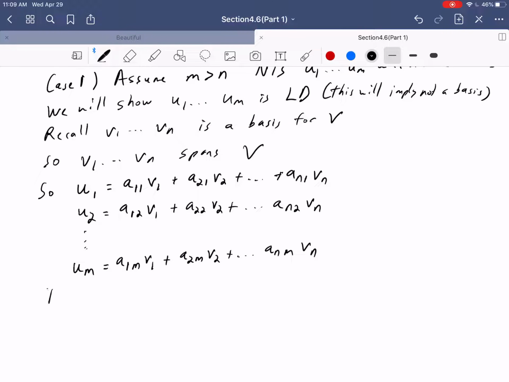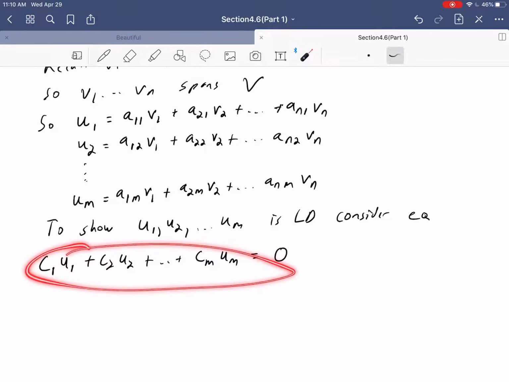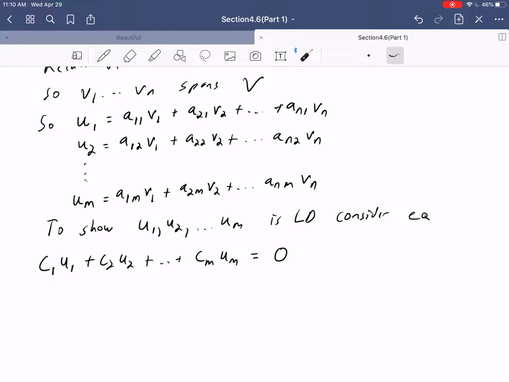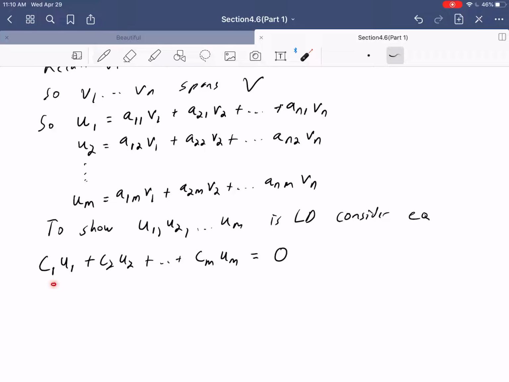So, to show u1, u2 to um is linearly dependent, we need to consider the equation c1u1 plus c2u2 plus dot dot dot plus cmum equals 0. This is always the type of equation you consider when you're thinking about linear independence or dependence. Remember, if we can show that there are an infinite amount of solutions to this equation, then that is the same as showing it is linearly dependent. Linear independence would mean that these constants have to be uniformly 0.